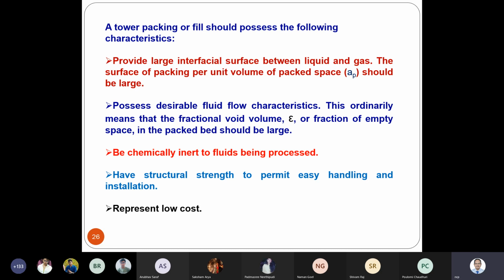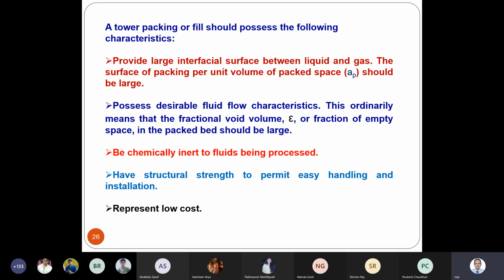And I mentioned that one way of reducing the breakage during packing is to fill the tower first with water and then dump the packing material from the top. So that will in some way reduce the impact.